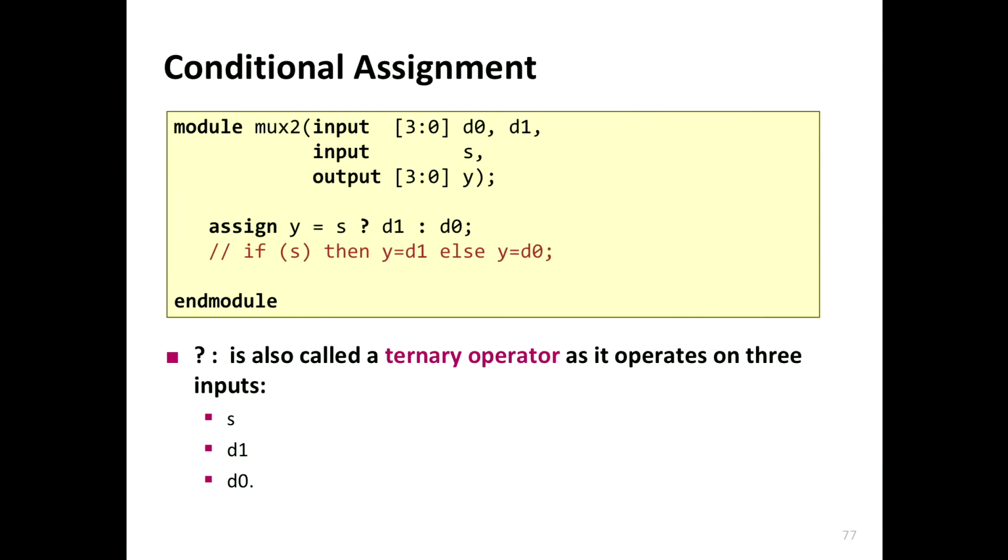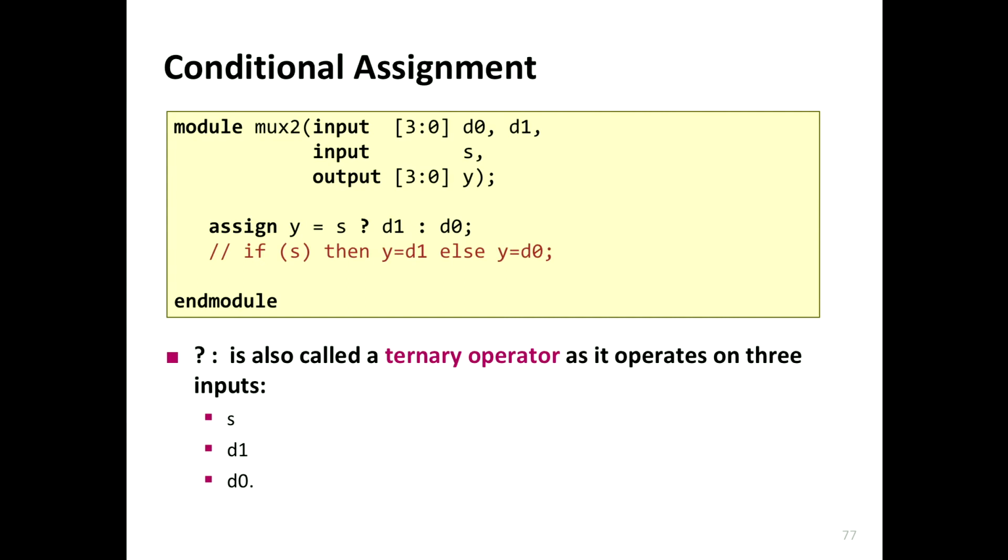So as you see, you write assign inside the module. So you have a multiplexer module, which has two data inputs, D0 and D1. The A is now D0 and B is D1 here. And you have S and Y. So you have assign Y equal to S question mark. And the question mark is the ternary operator because it operates on 3 inputs. It's very similar to C.